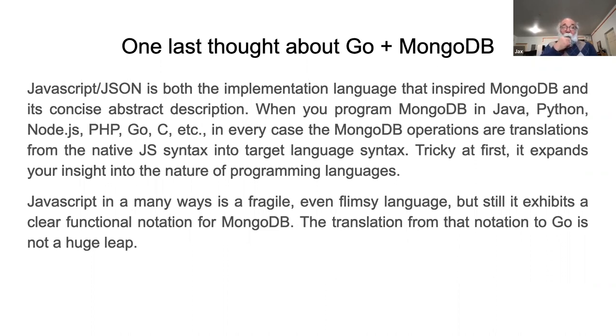And one last thought about Go plus MongoDB. JavaScript and JSON is the implementation language that inspired it, and it's the most concise abstract description of what's going on in Mongo. When you program Mongo in Java, Python, Node, PHP, Go, C, in every case, the Mongo operations are translations from the native JS syntax. It's tricky, but it expands your insight into the nature of programming language. This JavaScript, in many ways, is a fragile, flimsy language, but it is a very clear functional notation for MongoDB, and the translation from that notation to Go is not a huge leap once you understand the BSON structures. That was the biggest hurdle for me, the BSON structures, because you don't usually have to deal with that. I did some BSON programming in PHP, but it's kind of tricky at first.